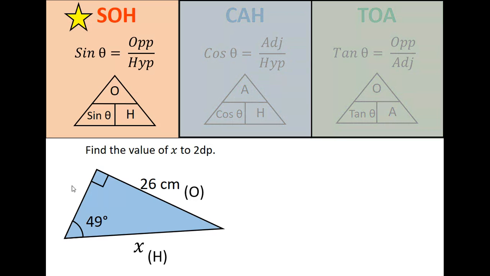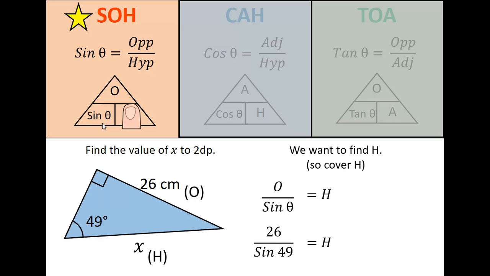This involves sine because it uses the opposite side and the hypotenuse. Now notice I cover H, which means the formula is O over sine theta. Notice it's O over sine theta, which means it's the opposite side divided by sine theta. Now substituting the values in the formula, the opposite side is 26 divided by sine 49, which gives us 34.45 centimeters to 2 decimal places.